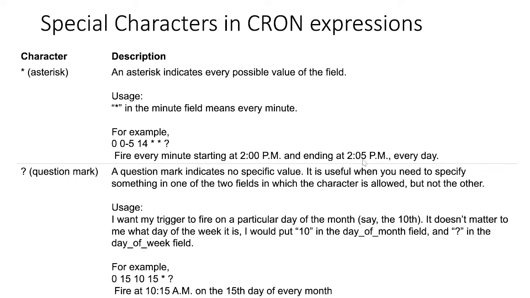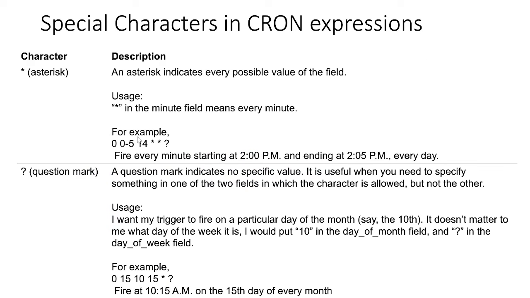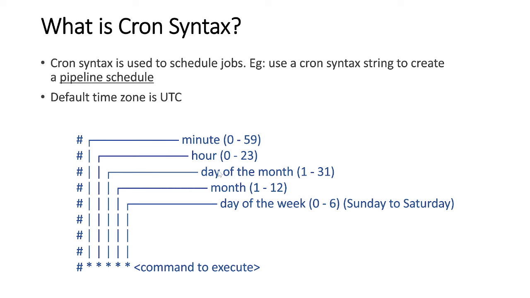And up to 2:05 p.m. And then we have the actual hours, which is the second value. So the first two things are a first string. Next we have our hour field, which is 2 p.m., which means 14, right? So 14 followed by star and star, which means you need to run it every day of the month. Okay, so that is why we have a star here, and we have to run it every month. That is why we have a star here.